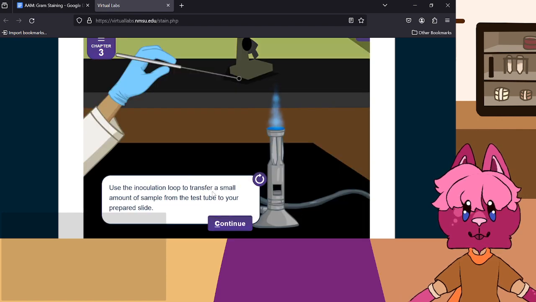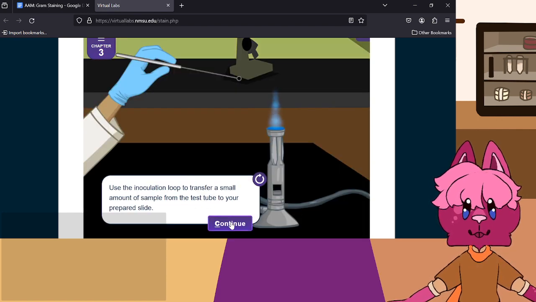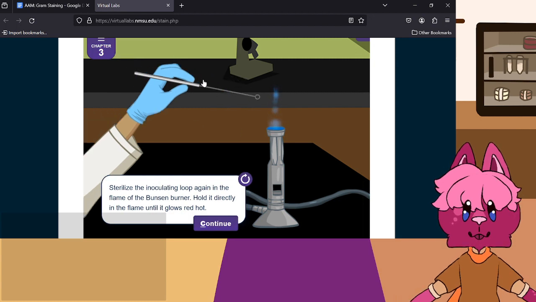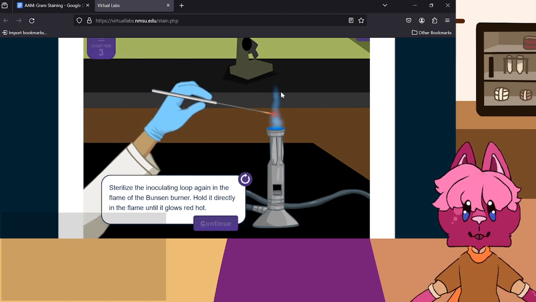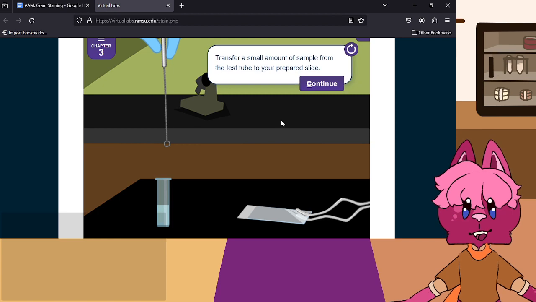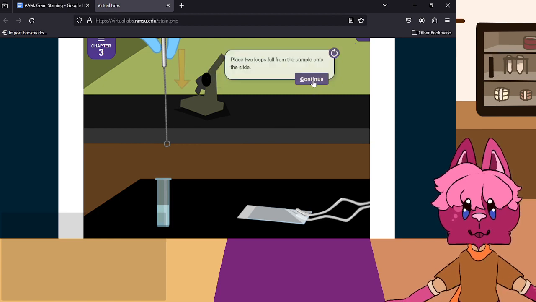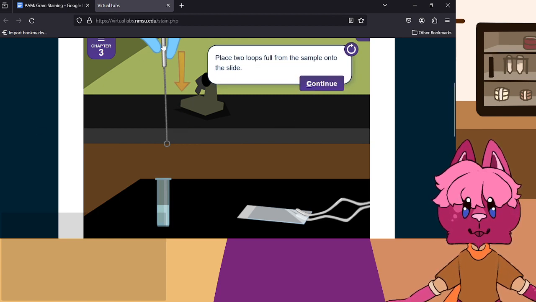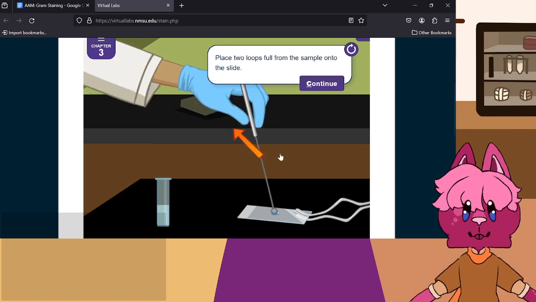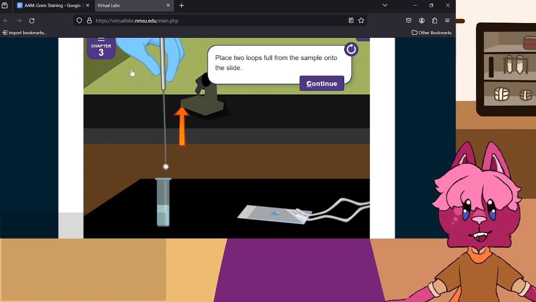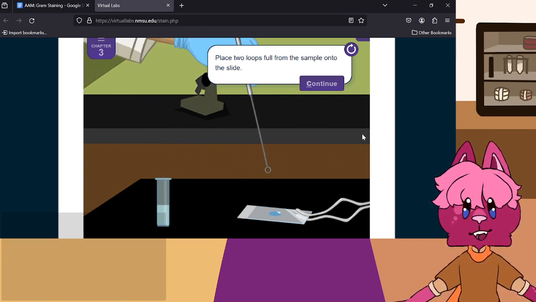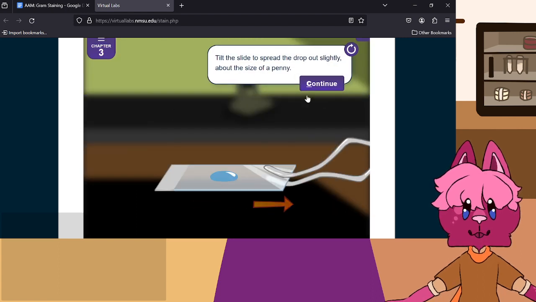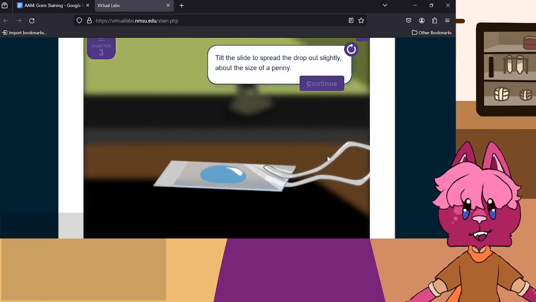Use an inoculating loop to transfer a small amount of the sample from the test tube to your prepared slide. And then you sterilize it again. Yes, you always have to sterilize it. No, I don't make the rules. Yes, you should follow the rules. And we're going to do 2 loopfuls. Here they don't sanitize in between loopfuls, but usually you're supposed to do that. And then we're going to spread it out.